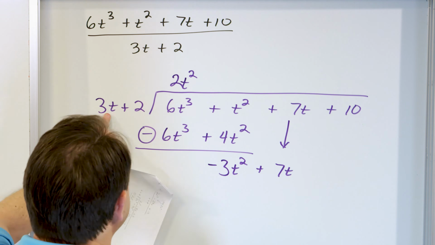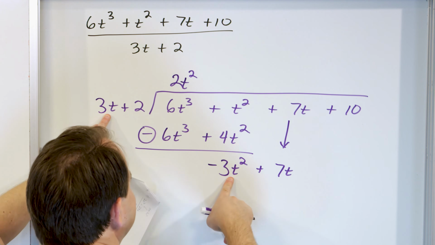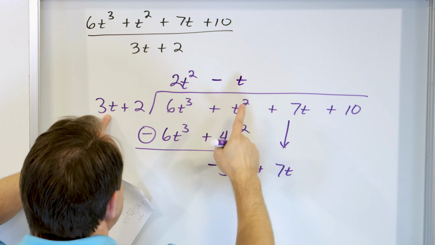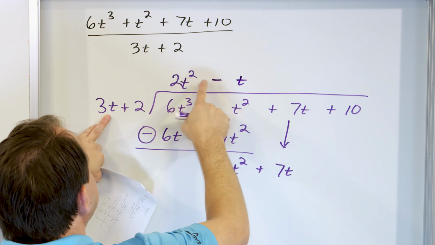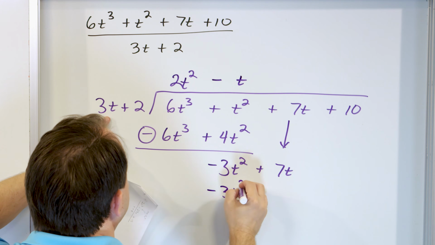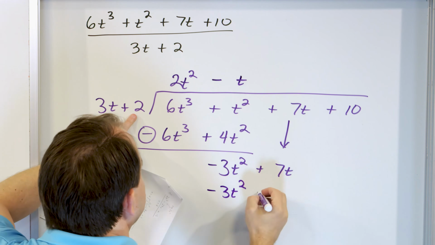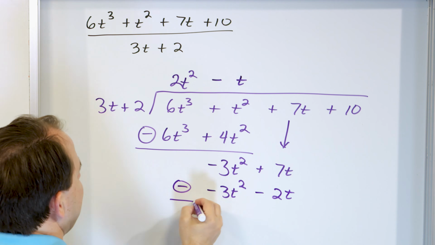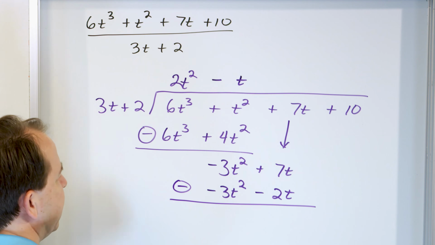All right, so now we have to say 3t times something is negative 3t squared. So you have to have a negative sign, and you have to have a t. And we're going to multiply and verify. Negative t times the positive 3t is negative 3t squared. And then the negative t times 2 is negative 2t. We put a minus sign, subtract, draw our line. This gets subtracted to 0.